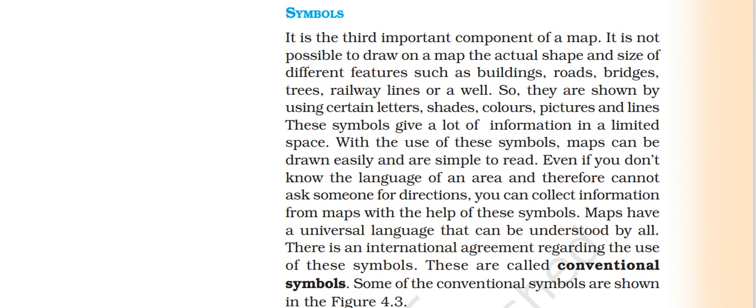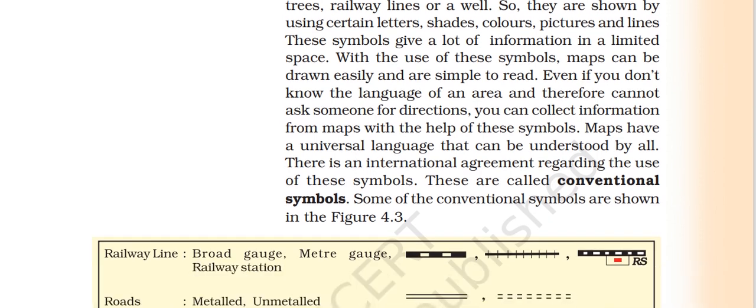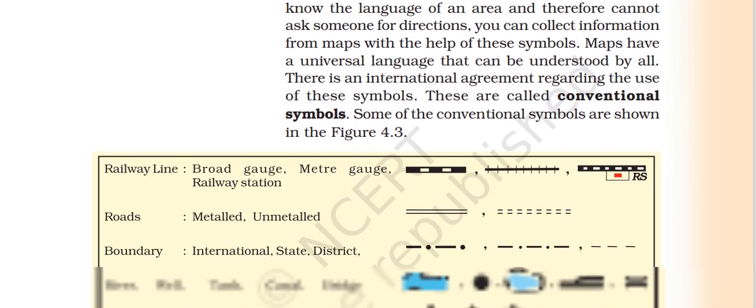With the use of these symbols, maps can be drawn very easily and are simple to read even if you have no knowledge of an area, and you can also ask someone for directions. You can collect information from them with the help of these symbols. Maps have a universal language that can be understood by all. There is an international agreement regarding the use of symbols. They are called conventional symbols.